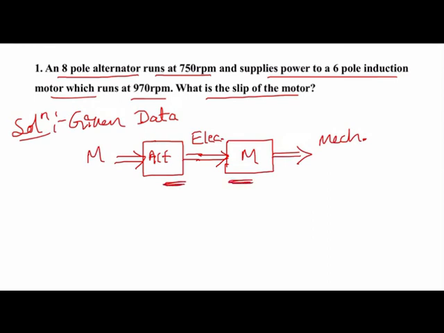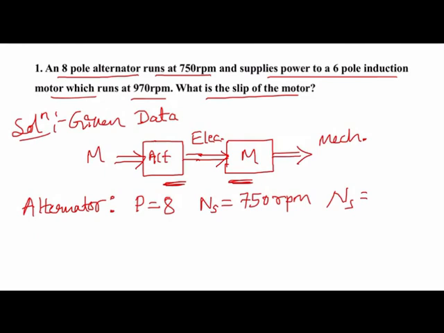So an alternator which is running at 8-pole. First let us write down the data given for alternator. The data given for alternator is there are 8 poles, P is equal to 8, and which is running at a speed of 750 rpm. The alternator speed is given by Ns, which is 750 rpm. Ns is nothing but the synchronous speed of the alternator. So these are the two data given for the alternator, and we know the relationship between the synchronous speed, number of poles, and frequency. It is Ns is equal to 120 F by P.